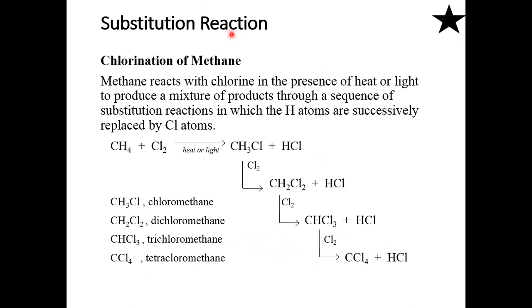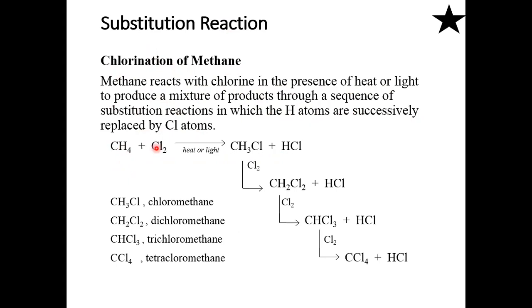Okay, substitution reaction, chlorination of methane. This is another name for this reaction, chlorination of methane. Methane reacts with chlorine in the presence of heat or light to produce a mixture of products through a sequence of substitution reactions in which the hydrogen atoms are successively replaced by chlorine atoms. This is the overall reaction of the substitution reaction.